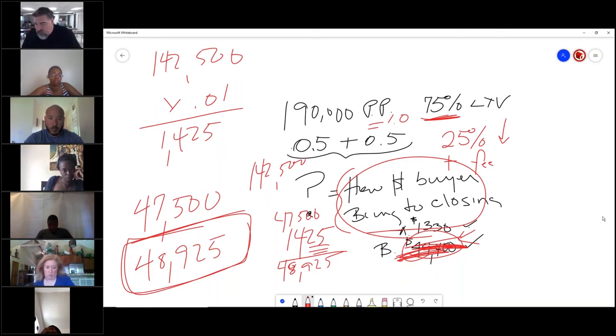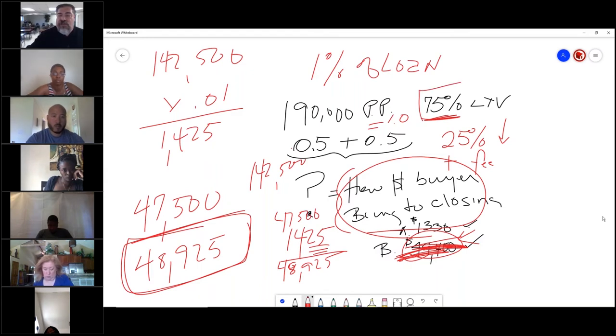So the 1% gets multiplied by the 142,500. Yes, it is. A point is 1% of the loan. So the loan was a 75% loan to value times the 190.